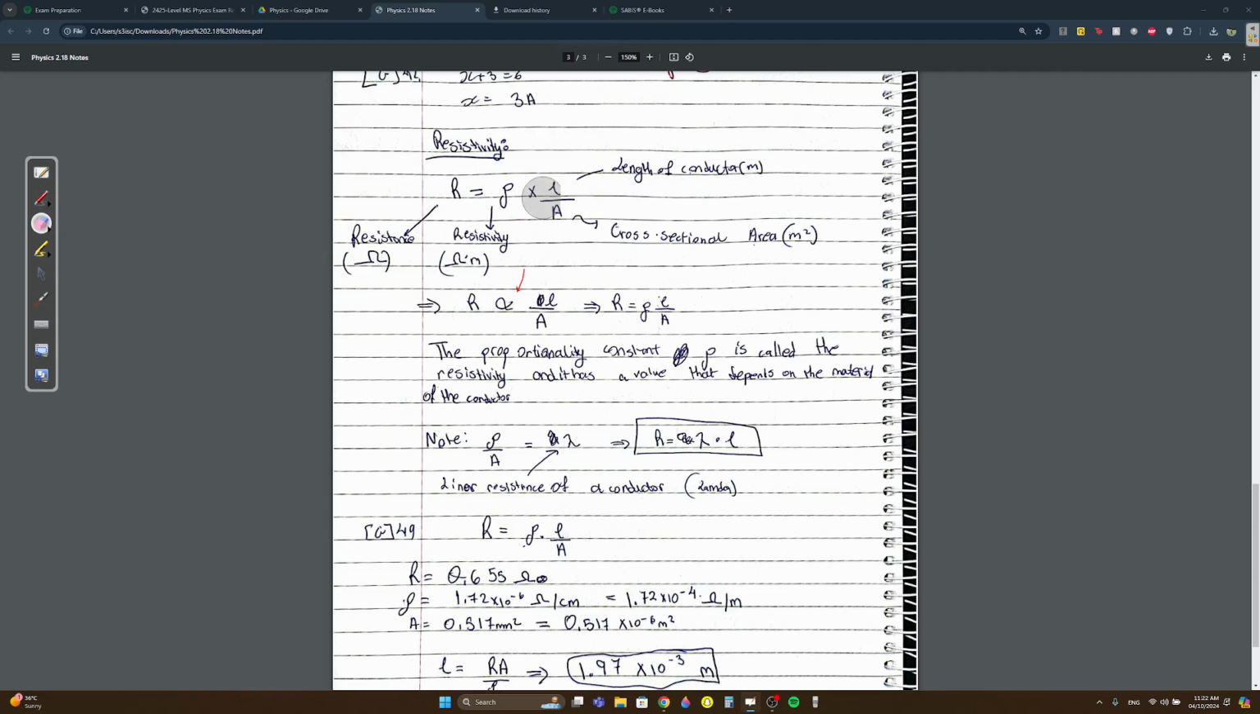The proportionality constant rho is called the resistivity, and it has a value that depends on the material of the conductor. This you have to know. This can come as multiple choice.